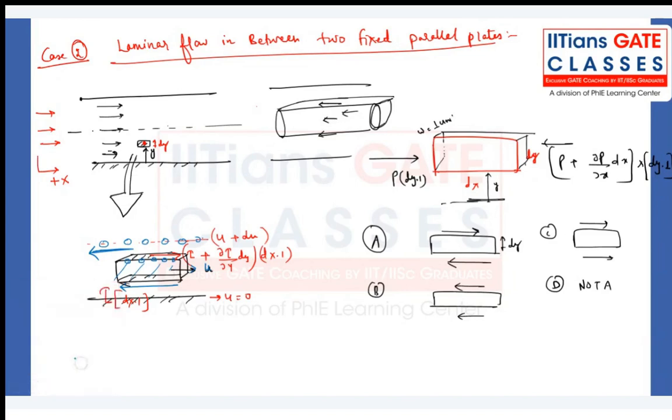Nothing like the concept of torque and all. We are not discussing any swirling motion over here. V theta is 0, VR is 0. Only we have Vx, that is u, that is minus 1 upon 4 mu dou P by dou x into R square minus r square. That is the formula. We don't have any V theta, no swirling motion, no VR. Only we have the x component, Vx. That's it.